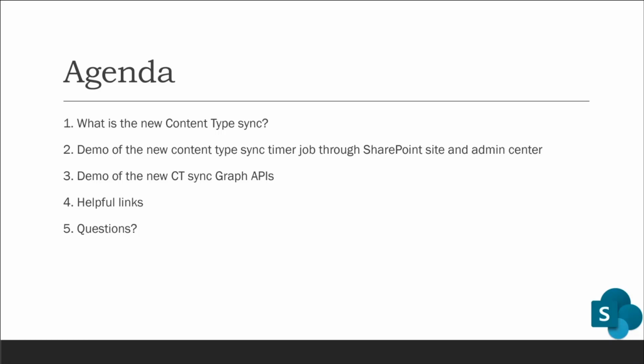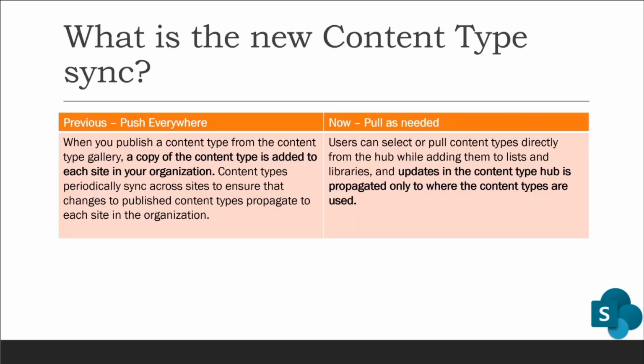And then I'll hand it over to Swapnil, who will give a brief overview around the new CT-Sync graph APIs that we have launched. We already have content type related graph APIs, but this is additional capability that would enable developers to basically sync content types from the hub to particular sites. Then we have some helpful links and finally feedback and any questions that you might have, and we are happy to incorporate that. All right, so what is basically the new content type sync that we're talking about?